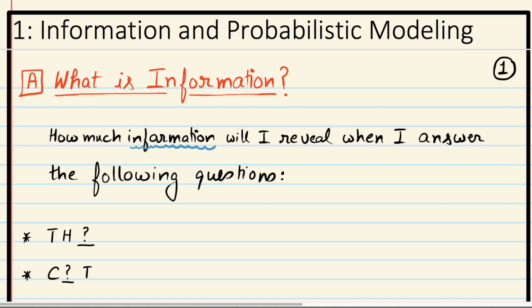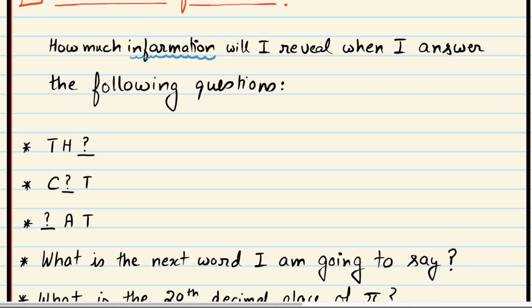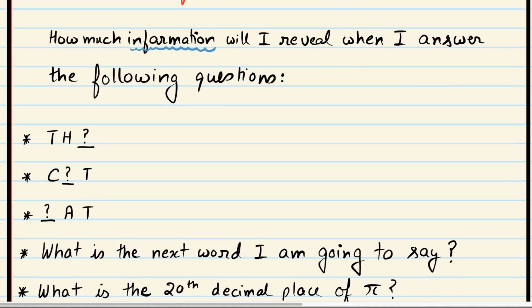So to help us motivate the answer to this question, let's think of the following. How much information will I reveal when I answer the following questions for you? These are very simple fill in the blanks. The first question: you see the letter T, the letter H, and then a blank. What do you think is the answer to the blank? Well, here is what comes to my mind. This letter can be either E, making the word the, or it can be Y, making the word thy. Nothing else comes to my mind.